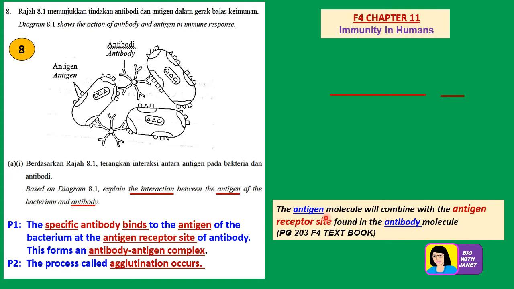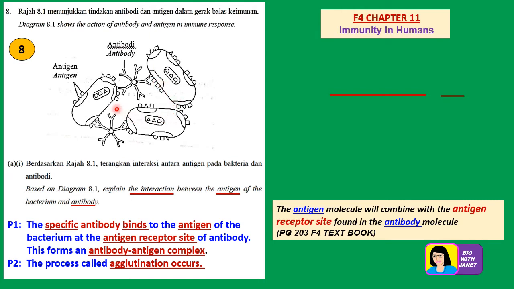Okay, so remember, the antigen is the bad guy. It means antibody generator, antigen. And the good guy is the antibody that's trying to destroy these antigens, which may cause disease in the body, right? So the specific antibody binds to the antigen of the bacterium at the antigen receptor site of the antibody, and this forms an antibody antigen complex, as we can see here. So the whole thing is called the antibody antigen complex. Okay?